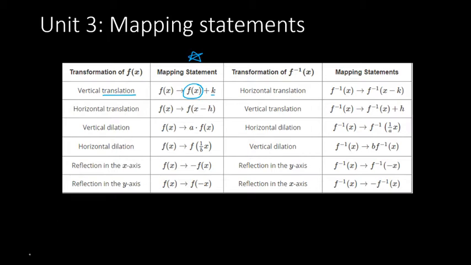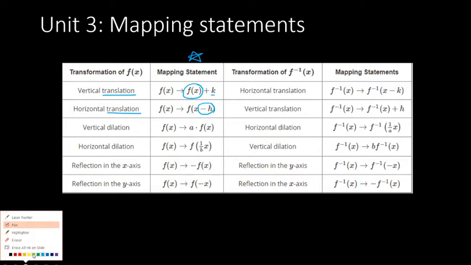If it happens to x, like here we can see in the horizontal translation, we've got something happening inside the parentheses with x. This is a clue that it's something happening horizontally or on the x-axis. So again, if it's happening to f of x, it's happening vertically. If it's happening to x, it's happening horizontally. Same thing when we start to look at vertical dilations.